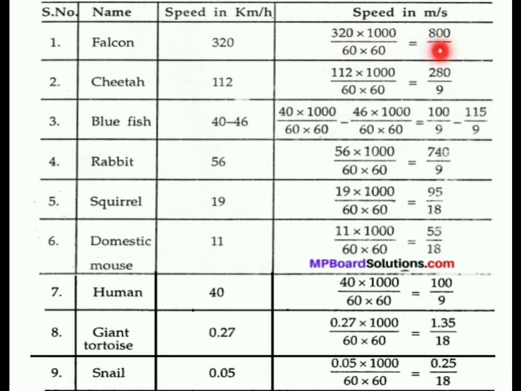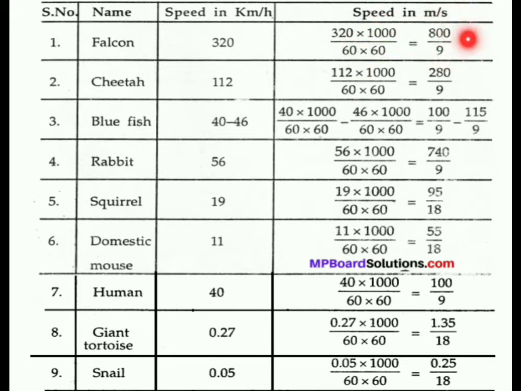The first one is done for you in the textbook itself. So 320. How much? What is the hour? 1 hour. In 1 hour it has covered 320 kilometers. So when we convert it into meters, 320 into 1000. Remember this. And 1 hour into 60. If you convert it into 60, it becomes minute, and again if you multiply into 60, it becomes second. So you can cancel all the zeros and this is what you will get.